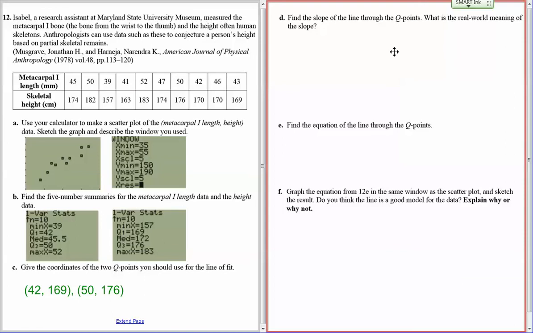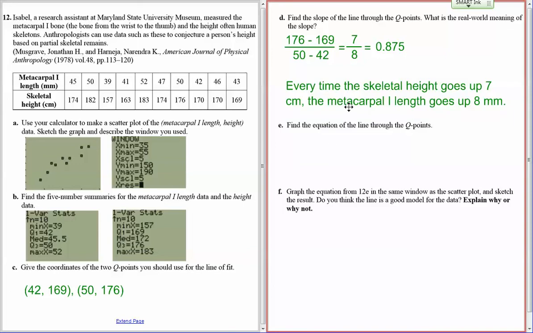All right, so we're going to find the slope of the line through those Q points. 7 over 8, which is about 0.875. The real world meaning of that is that every time the skeletal height goes up by 7 centimeters, the metacarpal 1 length goes up by 8 millimeters. So I think the fraction is the easier way to talk about the real world. But a lot of people said that every time the metacarpal 1 length goes up by 1 millimeter, the skeletal height will go up by 0.875 centimeters.